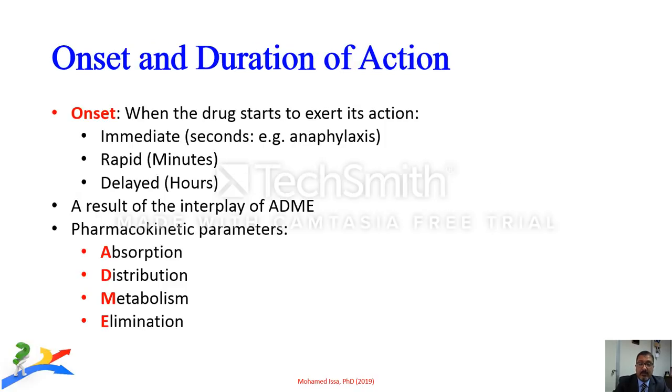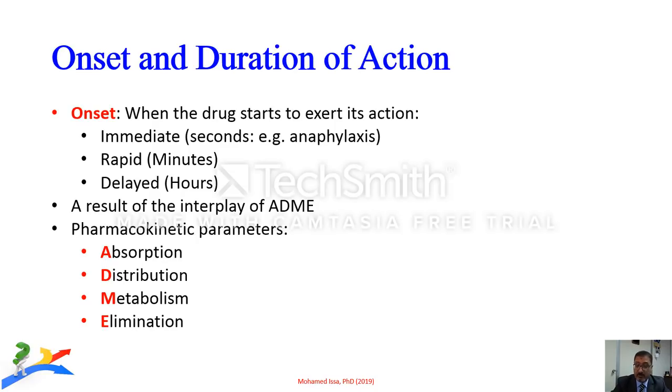Another important factor that really affects the selection of the route of drug administration is the onset and duration of action. Onset means when the drug starts to exert its action. Is it immediate in terms of seconds? Sometimes, in an emergency, you need a drug that works immediately. So in that sense, I go, for example, for intravenous injection. Within seconds you can get a very rapid, immediate onset of action.